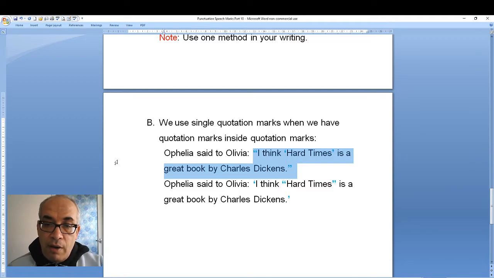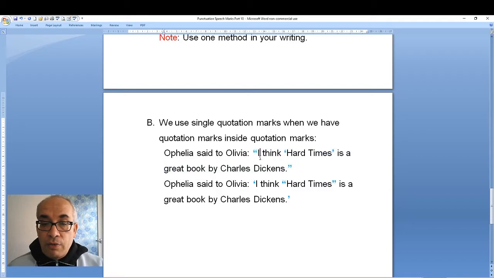So I repeat, from here to here, this is what Ophelia said, and I use double quotation marks to show this is not what I said, this is what Ophelia said to Olivia. So from here to here, this is like direct speech. This is what Ophelia said. So what do I use? I use double quotation marks before the sentence. I use double quotation marks after the sentence.